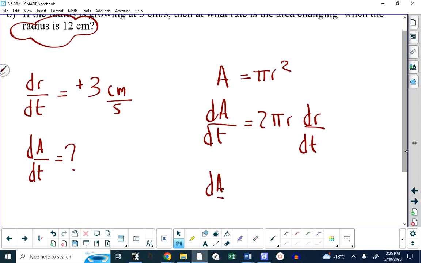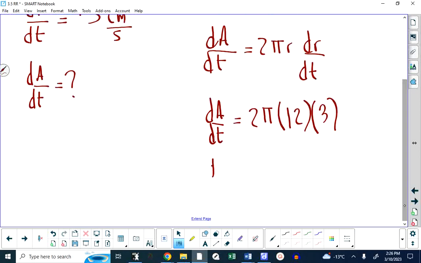dA/dt will be equal to 2 times pi times the radius of 12 times dr/dt of 3. I hope you appreciate that I put positive 3 because the radius is growing. Okay. And if you want an exact value, we can write dA/dt equals, help a fellow out here, I'm pretty sure it's 72 pi.